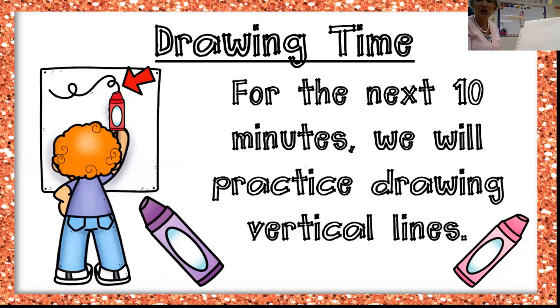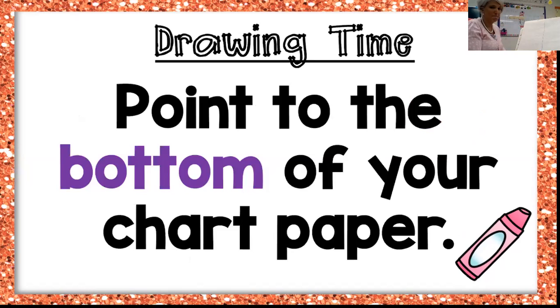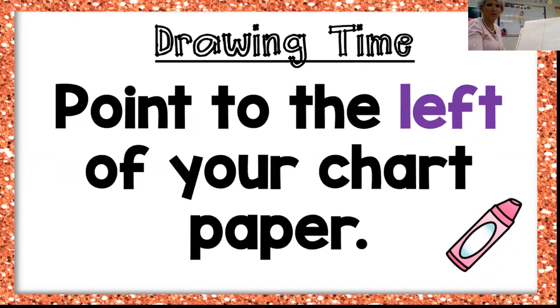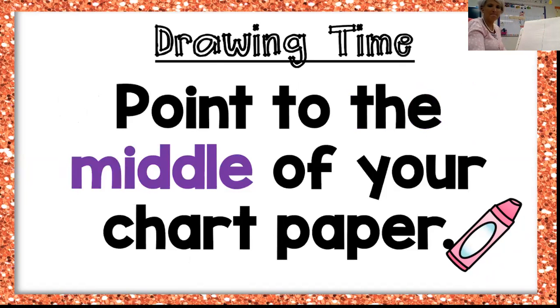So, we're going to practice drawing vertical lines. We're going to go to the top of our paper, and we're going to pull down to the bottom of our paper. Okay? Now, I want you to take your broken crayon and I want you to point to the left of your paper and I want you to point to the right of your paper. Okay. Now, I want you to point to the middle of your paper. The middle.